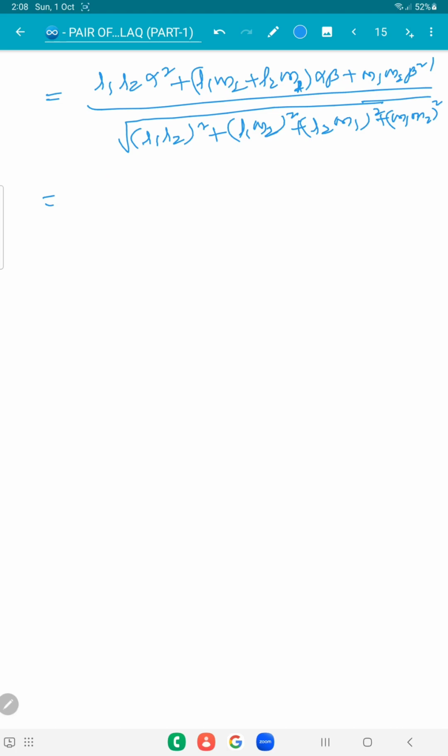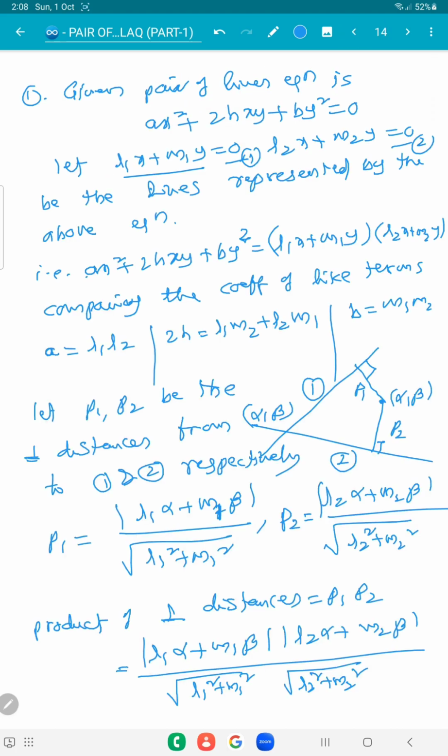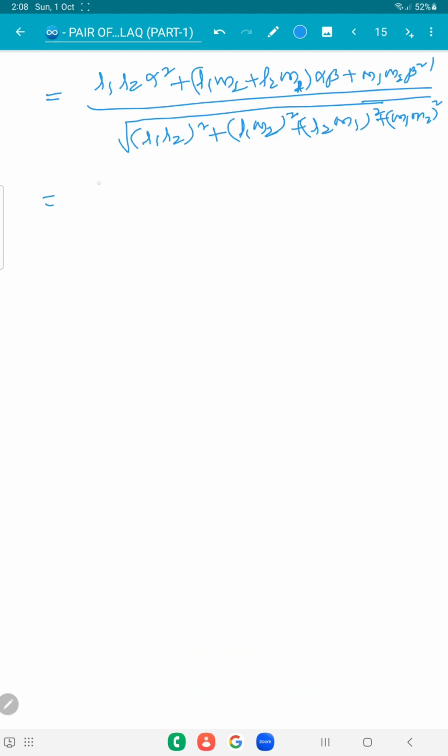Once observe that from the previous slide, let it be Roman 1. From Roman 1 we have A is equal to L1 L2, 2H is equal to L1 M2 plus L2 M1. So I am going to substitute here. This becomes modulus of A alpha square plus 2H alpha beta plus B beta square. Now the denominator, once observe that.